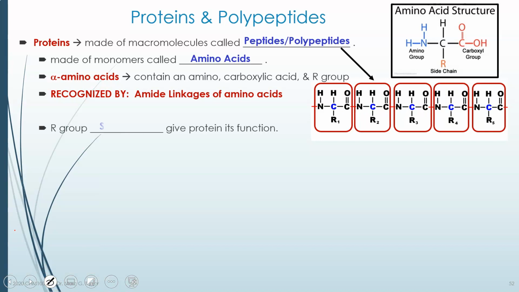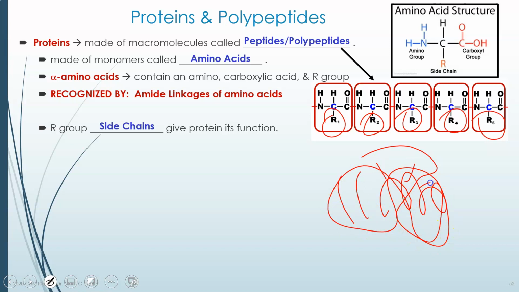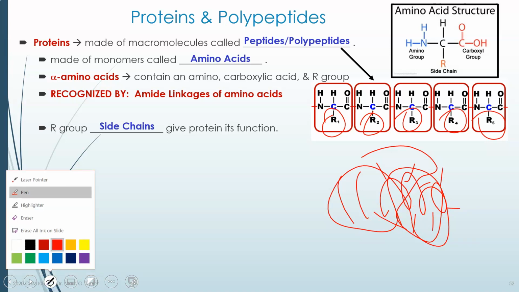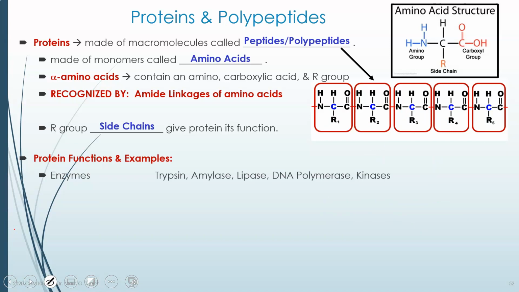The R group, the side chain, gives the protein function. If you have all these different chemical groups sticking out from your long chain, you have all of these side chains together, it'll result in the protein folding together in some very specific pattern, and then the side chains that are sticking out from it can group together and have some very specific chemical role and give the molecule some kind of interesting function. So there are many different kinds of proteins with many different functions.